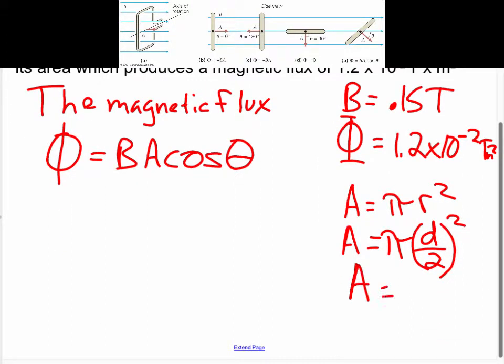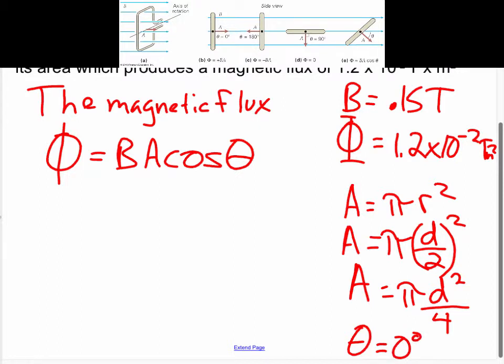So then the area is equal to pi times d squared all over 4, because we square the numerator and the denominator, right? And 2 squared is 4. And so let's plug in what we have, and then I think we have enough. Oh, one other thing: what is the angle? Theta is actually 0 in this case. 0 degrees. Okay?